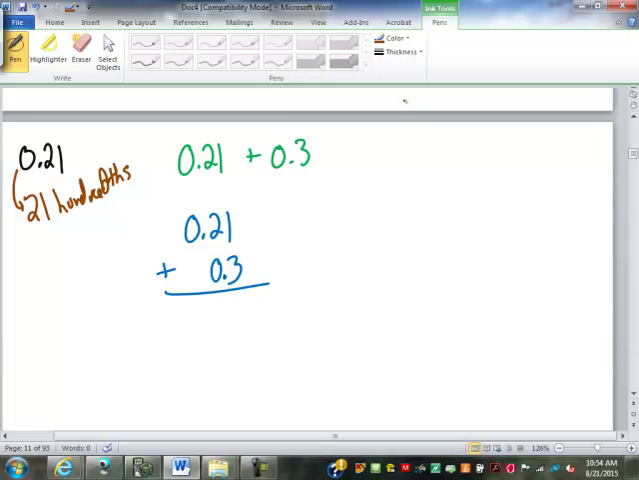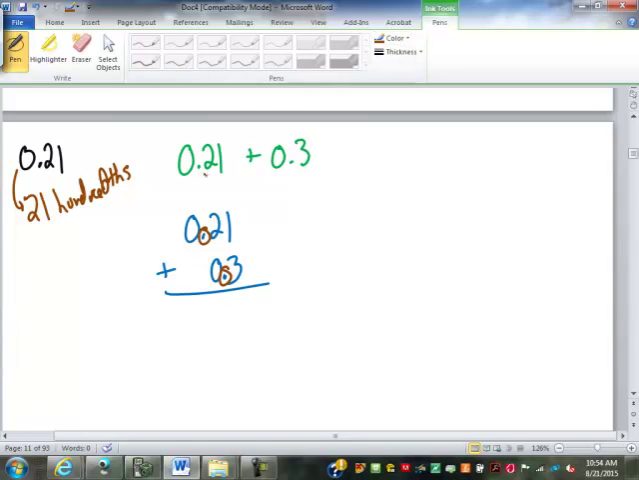Can I do it like that? Is that going to work? What's wrong? Decimal points aren't lined up. Why do we have to line up the decimal points? Because the third grade teacher said so, right?